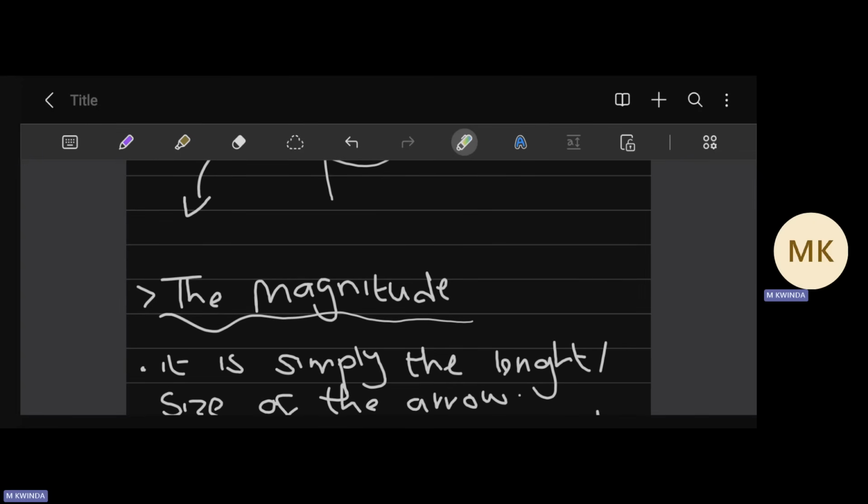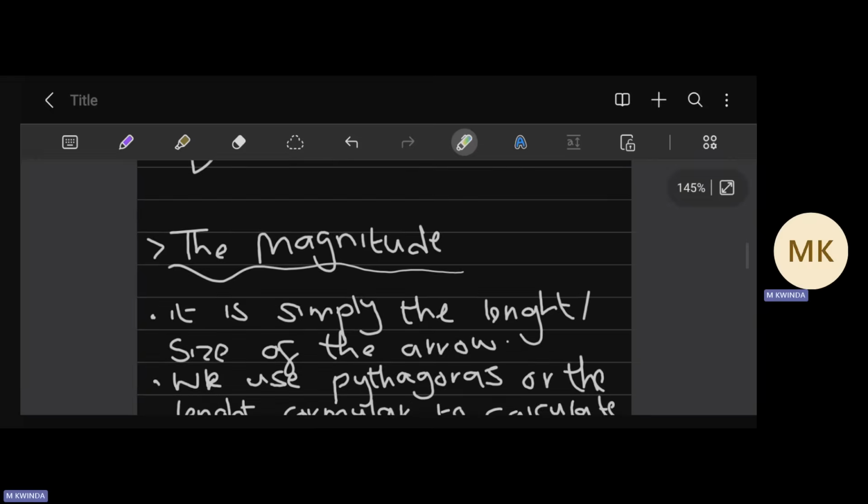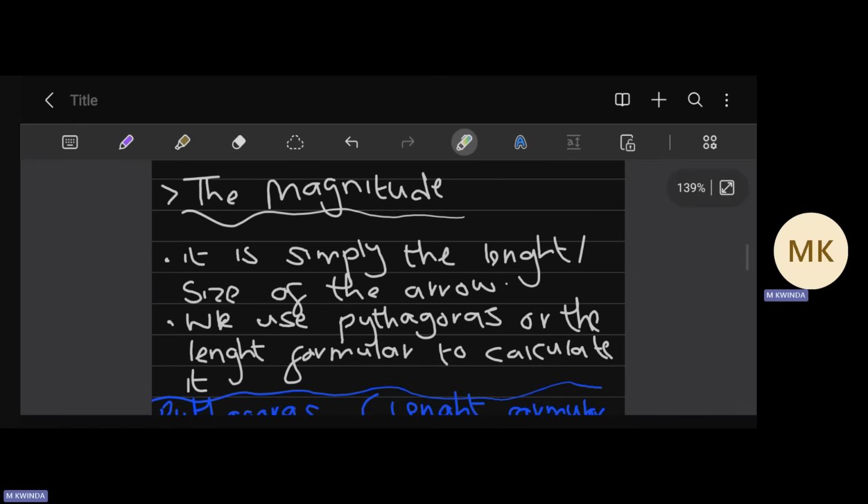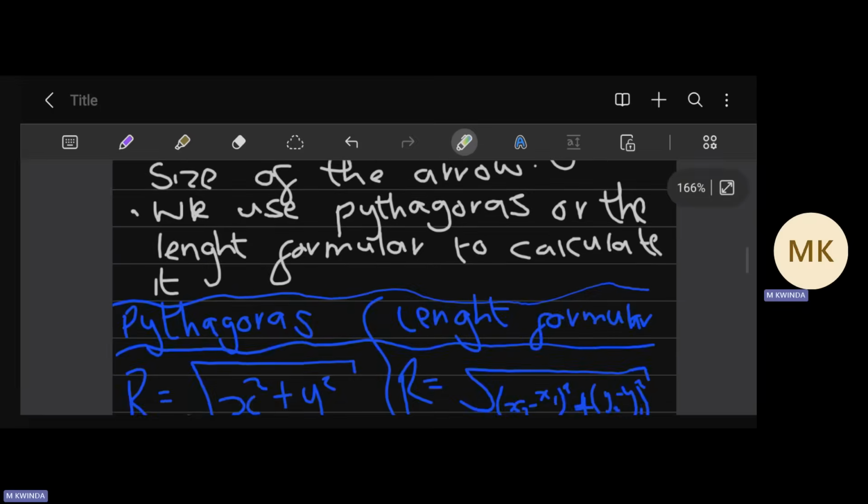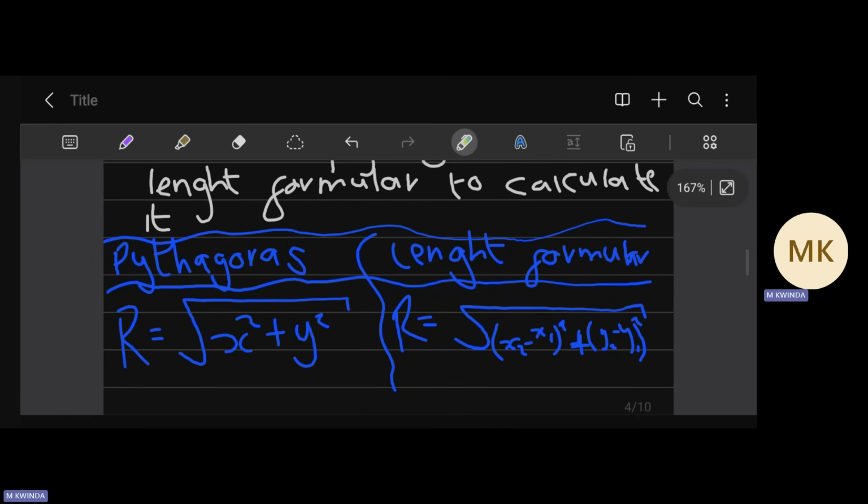Okay, let's talk about magnitude. Obviously, if a vector is a quantity with both magnitude and direction, we have been talking about direction, so now I think it's time that we talk about the magnitude, right? So the magnitude of the vector is simply the size or the length of an arrow, and we use Pythagoras or the length formula to determine the magnitude. I made a side note here of what Pythagoras looks like and what the length formula would look like. Obviously, this is quite where geometry meets with the vectors.